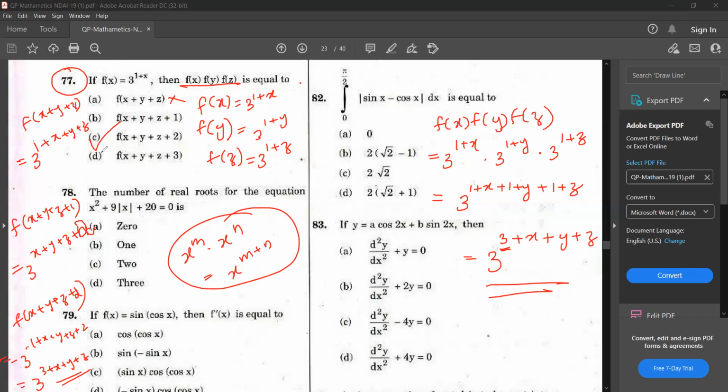Option C. Okay. So that is a very simple question. I just explained it for you to understand. So once they are asking f of x, f of y, f of z, you have to just replace x by y, and then replace x by z.